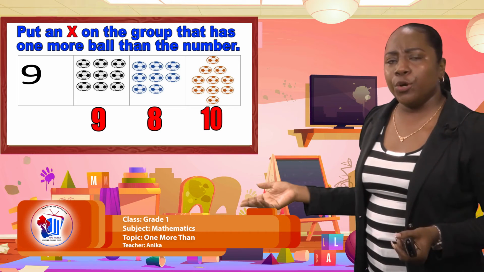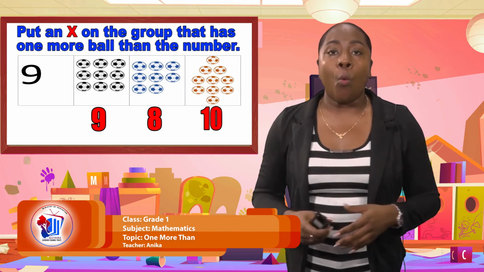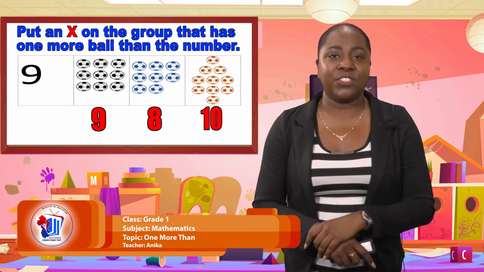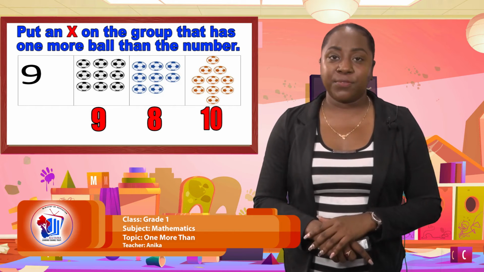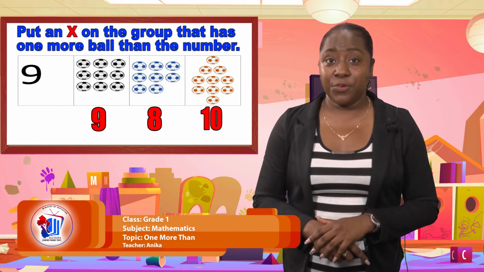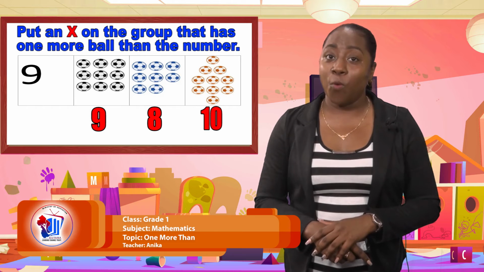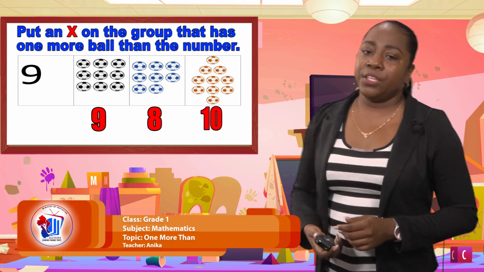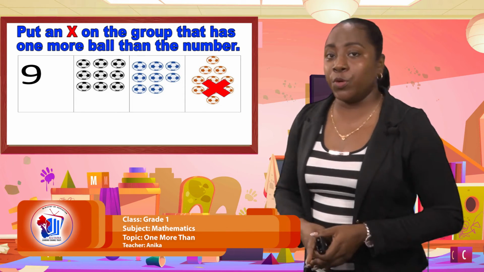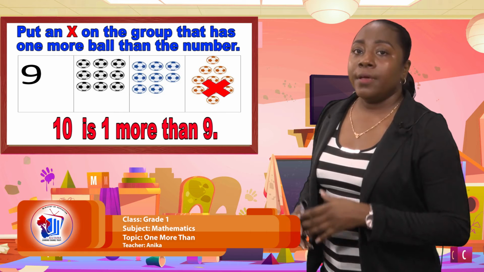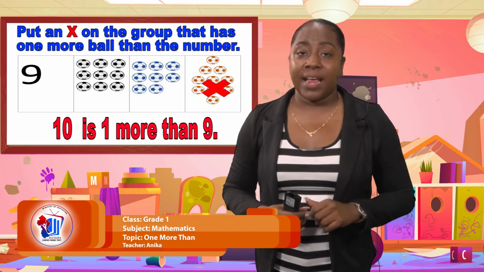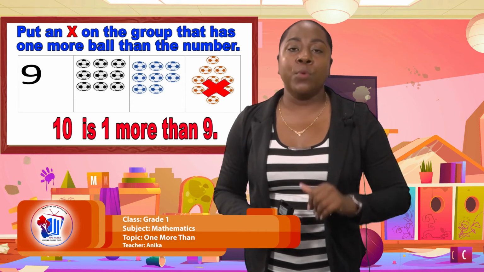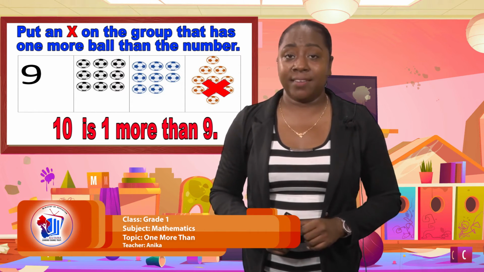So looking at these groups, which one shows 1 more than the number 9? I'll give you 5 seconds to answer that. 5, 4, 3, 2, 1. What's the answer? The answer would be the group with 10 balls, which would be the orange group. 10 is 1 more than the number 9.